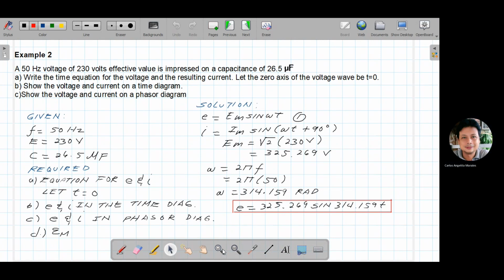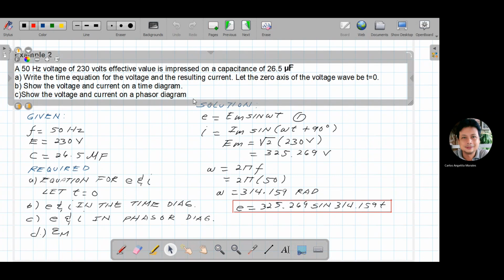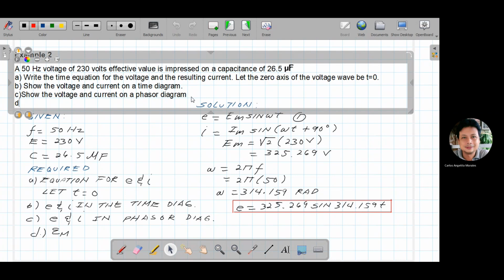Letter D, maximum energy stored in the capacitor.